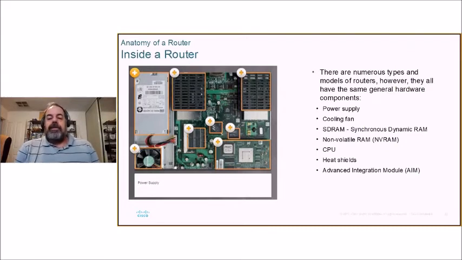Okay, so there are numerous types and models of routers. However, they all have the same general hardware. All computers need a power supply, to translate that electricity coming in from 240 volts to often DC voltages. They will normally have a cooling fan to move air through the case and keep things cool. SD-RAM, synchronous dynamic RAM, is your volatile RAM. And then NVRAM is pretty much like flash anyway. And of course there's a CPU, there are heat shields, advanced integration modules and things like that.